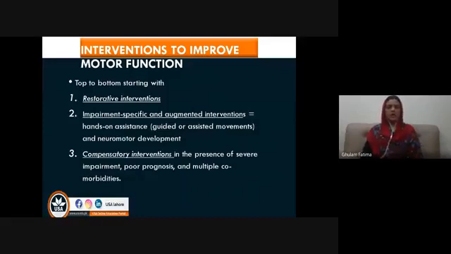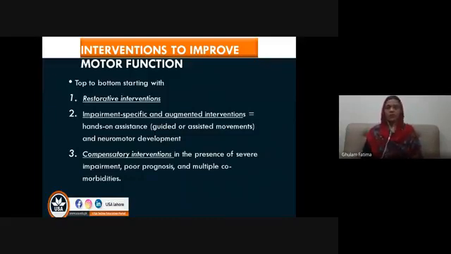So the other interventions are impairment specific and augmented intervention. Impairment specific interventions means the types of interventions that are specific to the needs of the patient and specific to the impairment. Like the patient can have shortness of muscle, the patient can have a strength issue, the patient can have an endurance issue. So all those interventions that are targeted towards some specific muscle groups or some specific joints or some specific limbs and towards some specific impairment are our impairment specific interventions.